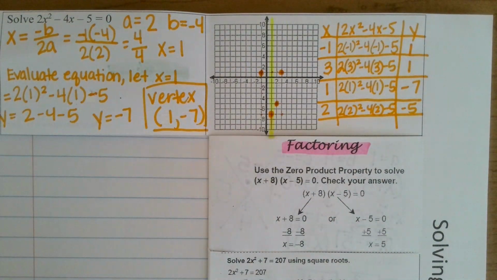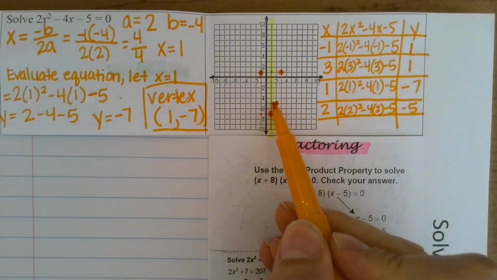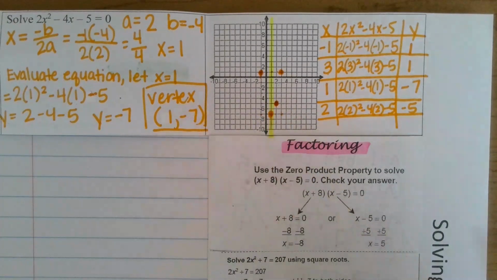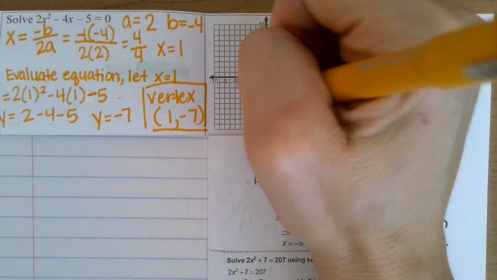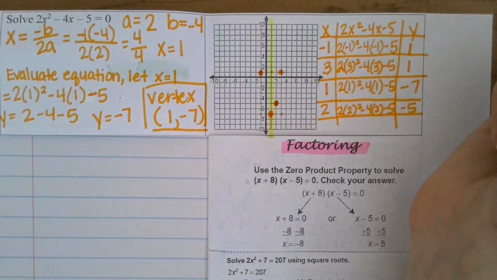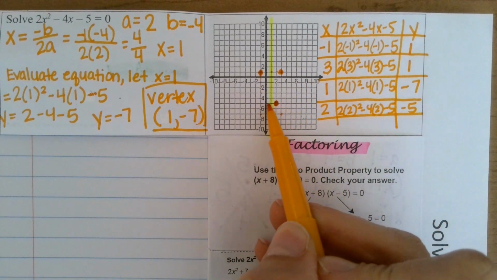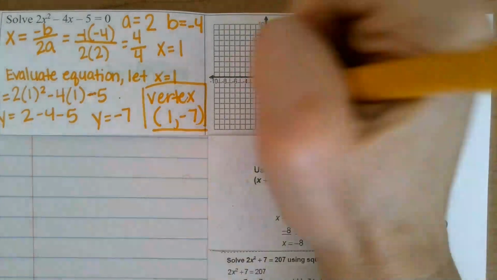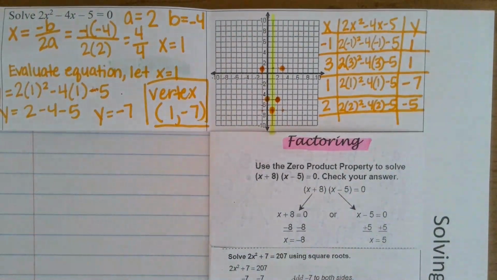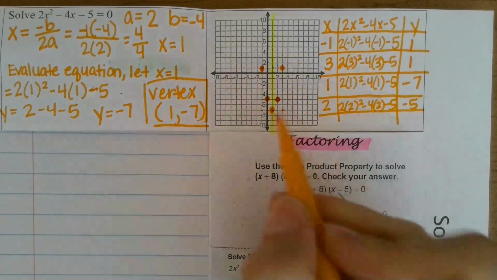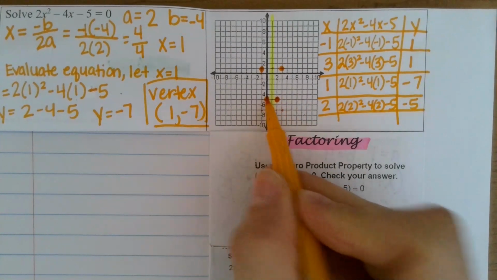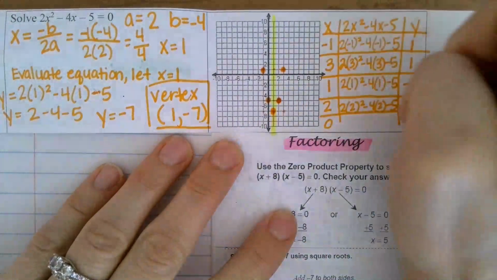And then if we know it's 2, -5, what would be the mirror image on the other side? If it's 1 to the right, what would be the ordered pair on the opposite side of it? It's only 1 to the right, so it would be 1 to the left. It would be at 0, -5. So the mirror image has to be the same distance. So if we went 1 to the right, it would be 1 to the left. So that means 0, -5 would be another point.